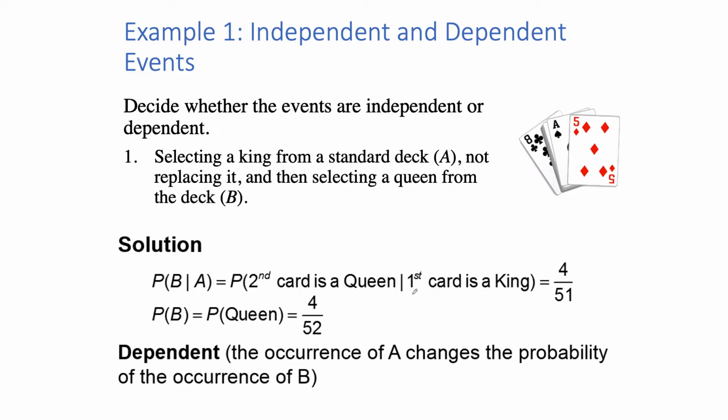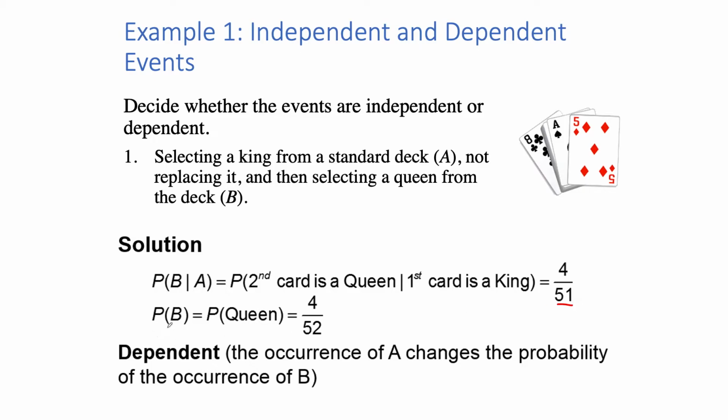We already figured out that if I pick a card from the deck and it's a king and I don't replace it, when I go to pick the second card, I have only 51 cards left in the deck because I threw one of them out. I started with 52, I picked the first card, it was a king, I threw it out. I have only 51 cards to choose from, and there are still 4 queens left in the deck. So the probability that the second card is a queen, given that the first card is a king and not replaced, is 4 over 51.